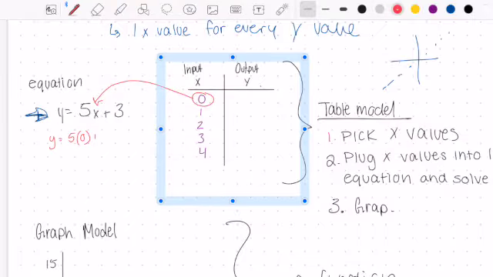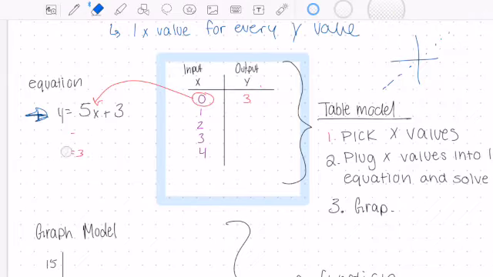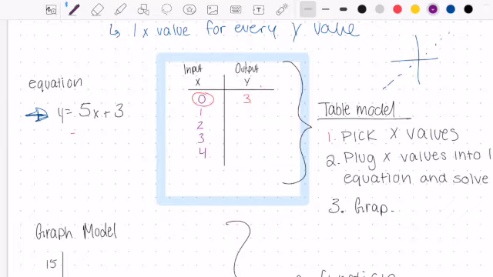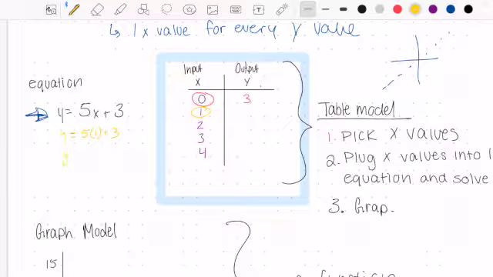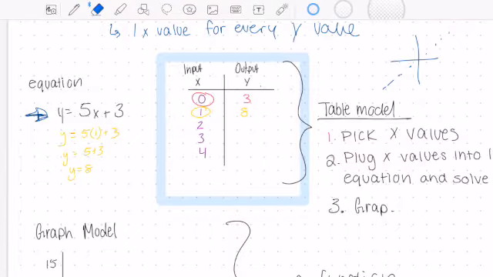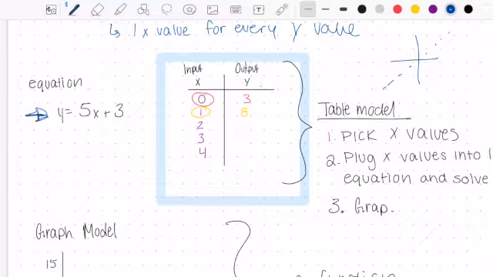So this then would be y equals 5 times 0 plus 3. And so this would be y equals 3. Okay, and let's do that again for a couple more values here. So then I can look at this guy here. So 5 times 1 plus 3 equals y. Well, y equals 5 plus 3, so y equals 8.